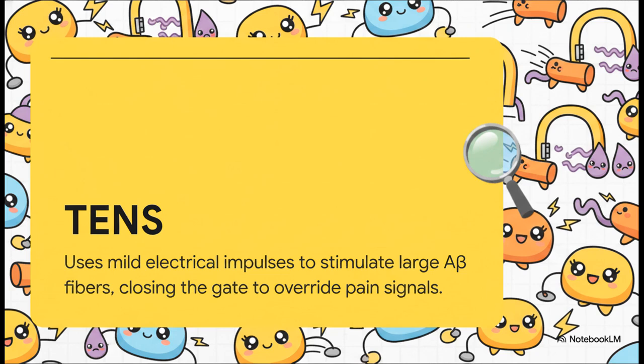A TENS unit is a fantastic, real-world example of the gate theory in action. It uses a mild electrical current to specifically target and stimulate those large, fast A-beta fibers. The whole idea is to send so much non-painful touch information down the highway that the pain signals from the smaller fibers just get crowded out and the gate closes.